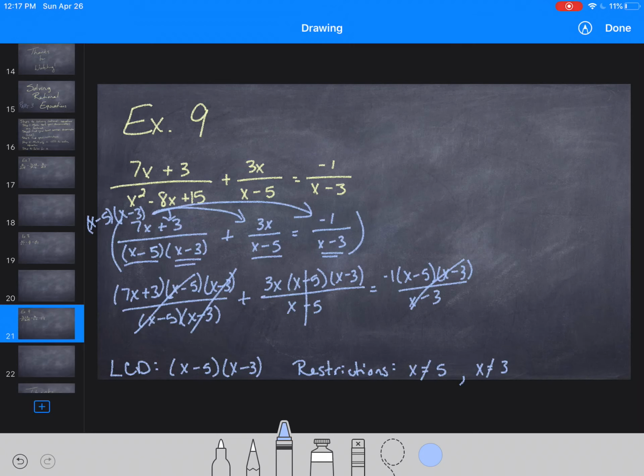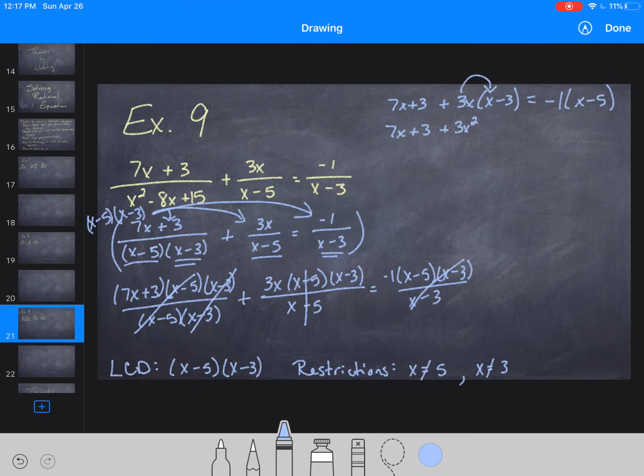Now I'm going to see what reduces out. In my first fraction, I can get rid of my x minus 5 and my x minus 3. In my second fraction, I can get rid of the x minus 5. And in my third fraction, I can get rid of the x minus 3. I'm going to rewrite this in its simpler form so I can see what I have left. I have 7x plus 3 plus 3x parentheses x minus 3 is equal to a negative 1 parentheses x minus 5.